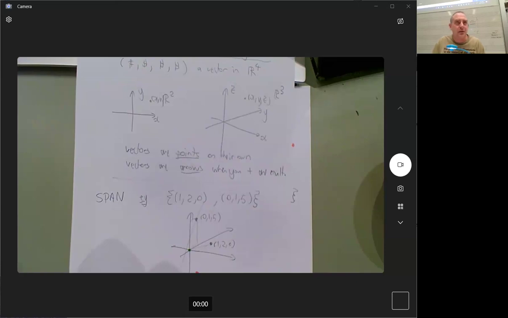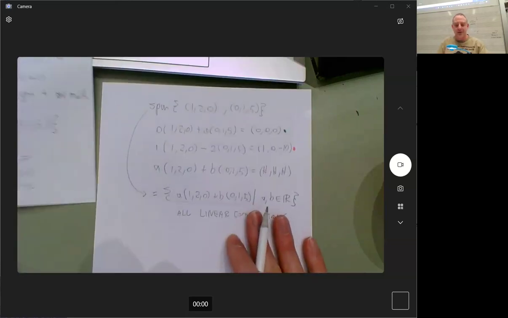So there are better things to choose to span with, and you'll get to that in Maths 1B. So foreshadowing, it's happening at some point.